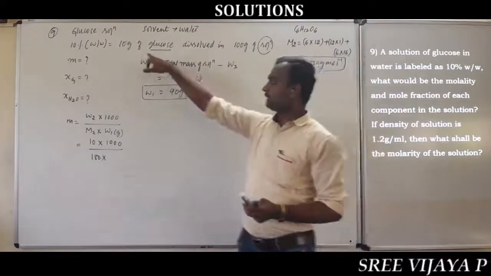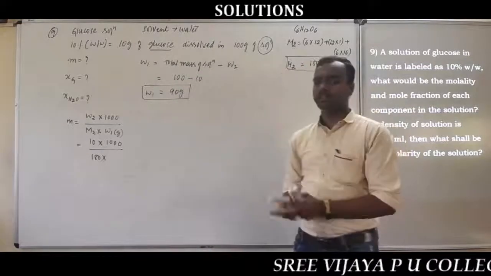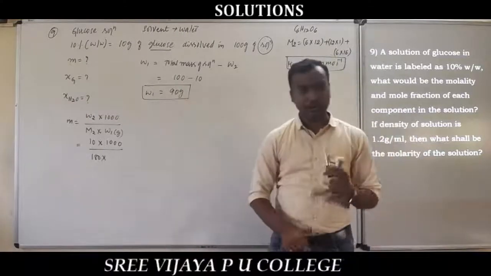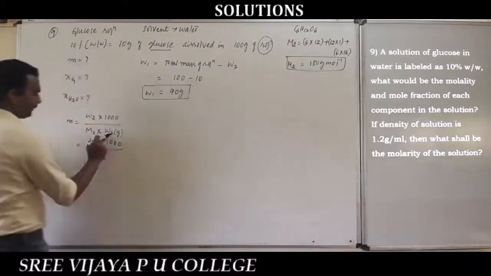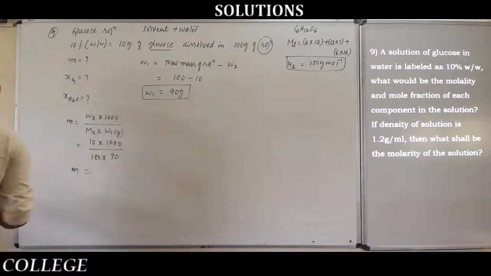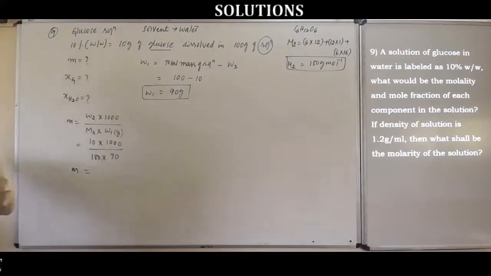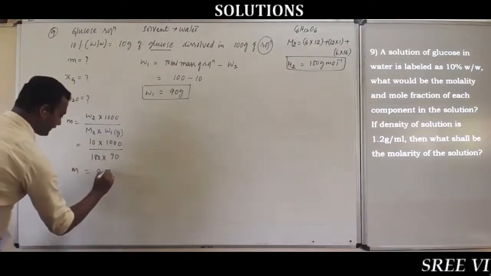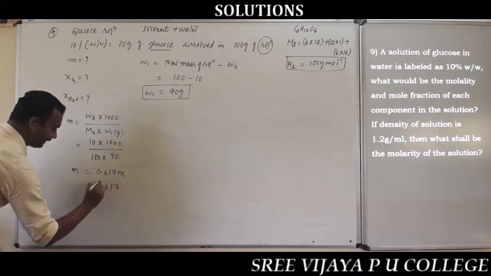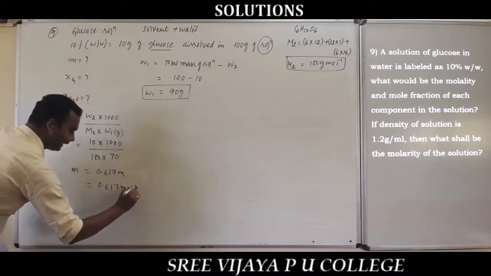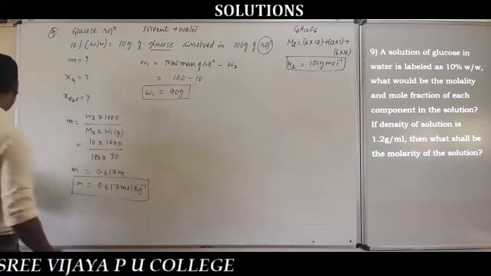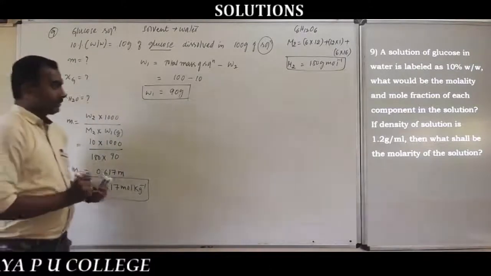So here you can see, when 10 gram glucose is dissolved in 100 gram of solution, the 100 gram of solution has 10 gram of solute, and the remaining 90 gram is the solvent, water. So now substitute: mass of solvent is equal to 90. Then we get the corresponding molality. So small m is equal to, what is the value of molality? That is 0.617 small m, or you can just write 0.617. What is the unit of molality? Mole per kg. That is the molality of this 10% W/W glucose solution. So that is about the molality.